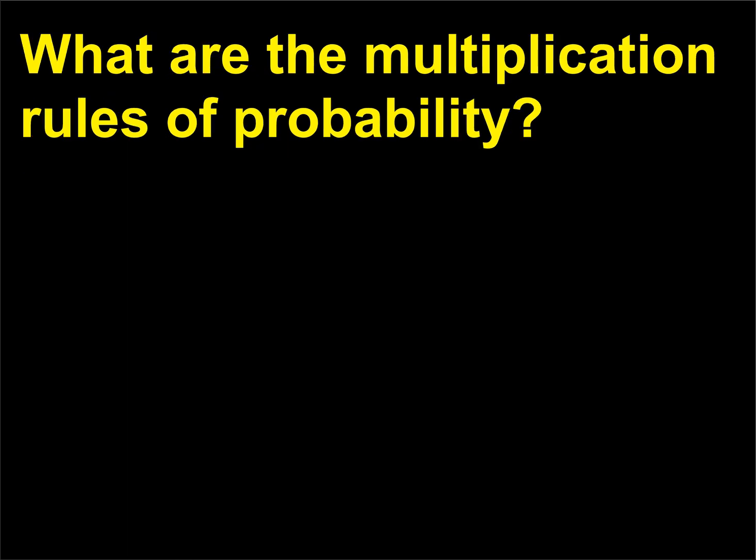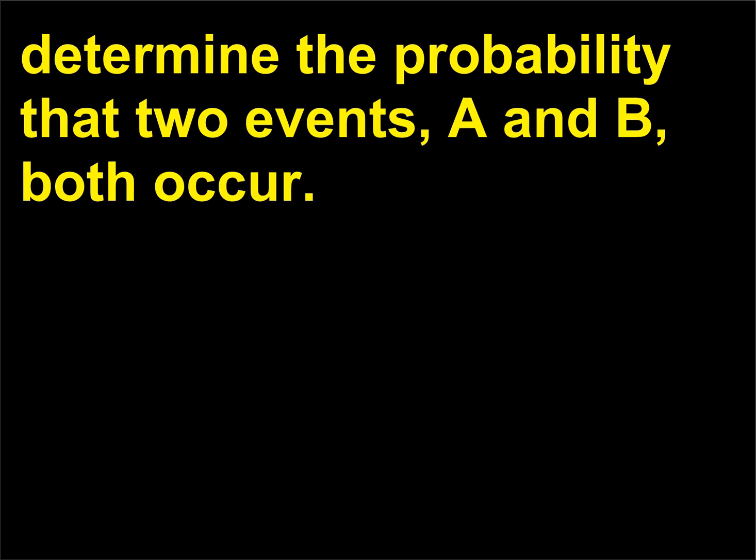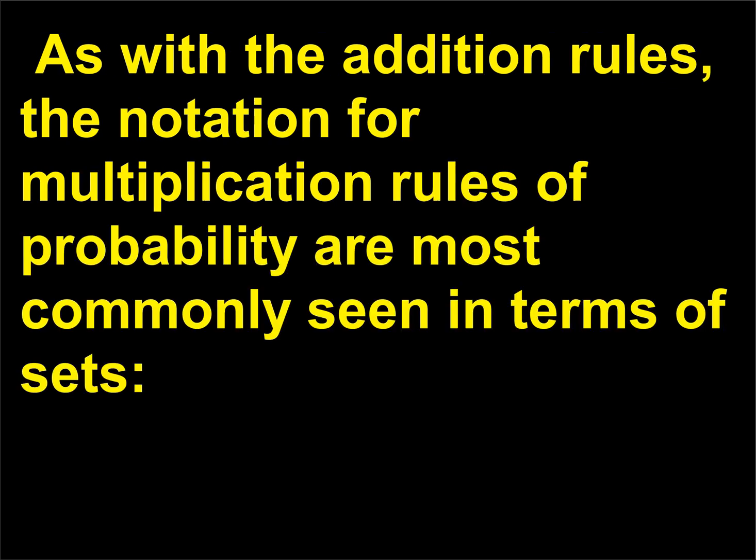What are the multiplication rules of probability? In probability theory, the multiplication rule is used to determine the probability that two events, A and B, both occur. As with the addition rules, the notation for multiplication rules of probability are most commonly seen in terms of sets.